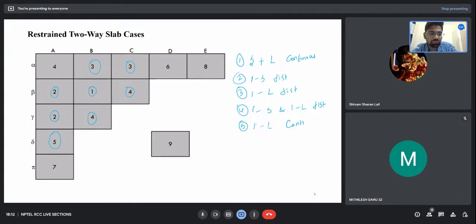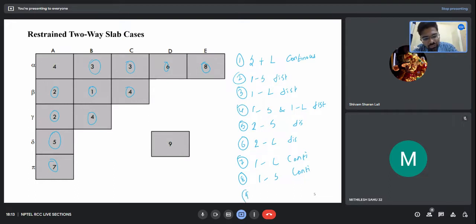It has two long continuous, or I can say two short discontinuous. Okay, sixth. What is the sixth one? Sixth one is two long discontinuous. So all of the types of slabs we have covered in this figure. Seventh one is only one long is continuous. What is the eighth one? Eighth one is only one short is continuous.